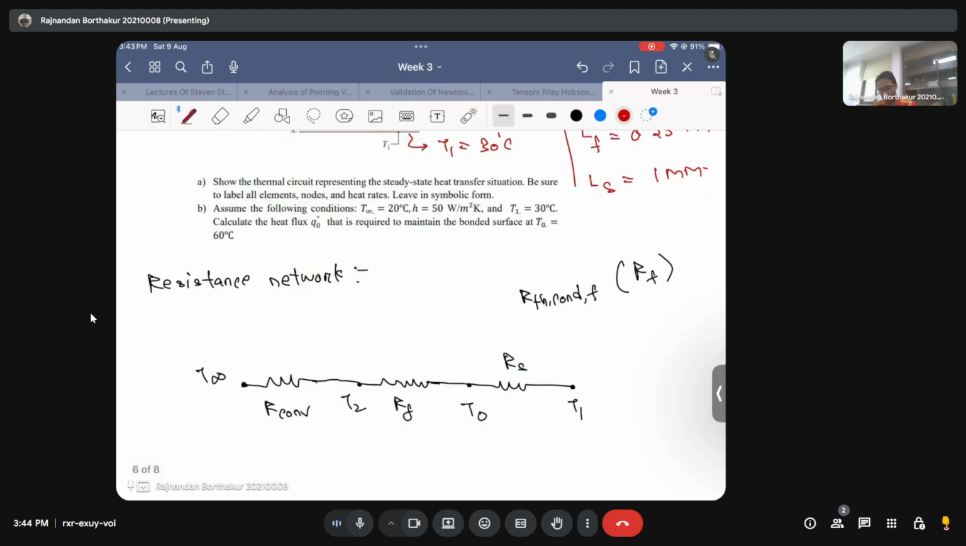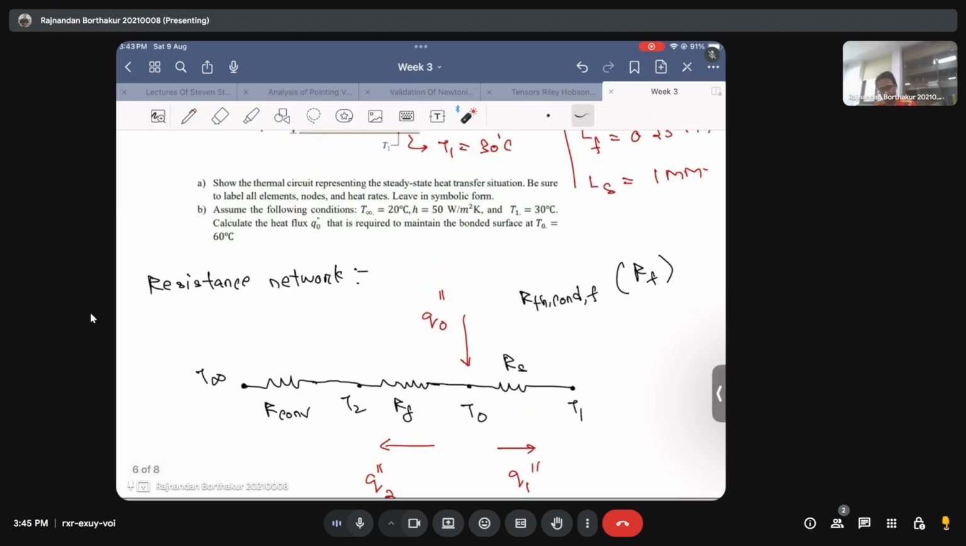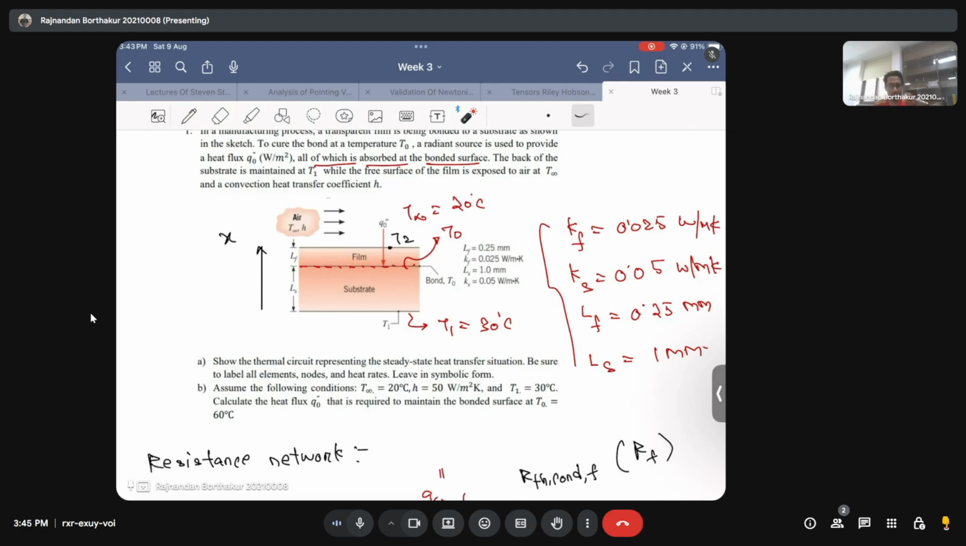That is, there should be a flux Q naught double prime, which is providing energy at this interface, and from that there is a dissipation of energy on the top side and on the bottom side as shown by this resistance network. Okay, so there will be a flux now, let's say I'll call it Q2 double prime and Q1 double prime, where you can interpret that Q naught double prime is the energy that is being provided at the bond surface, that is at the interface of the film and the substrate, and because you are providing energy, heat will try to dissipate.